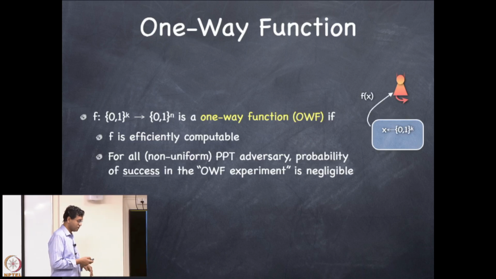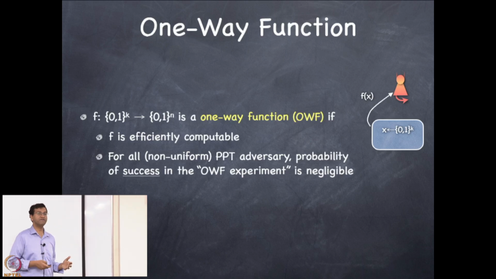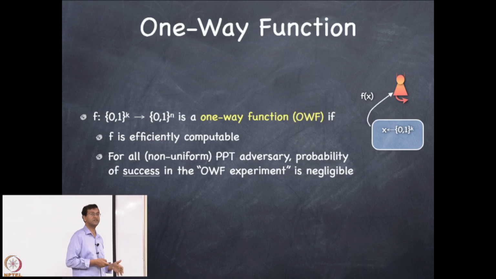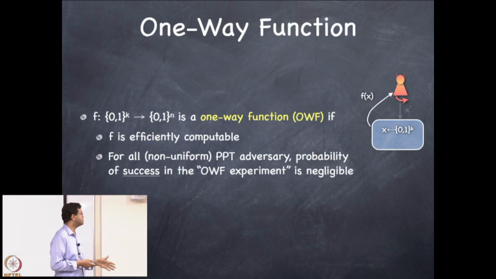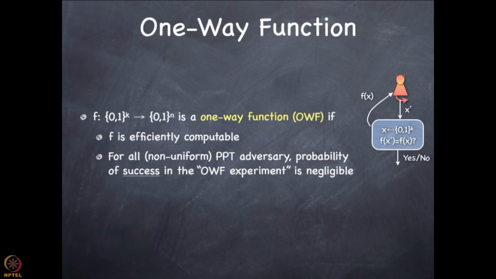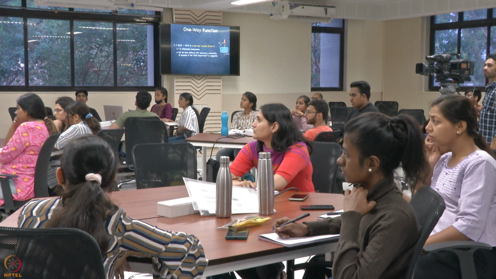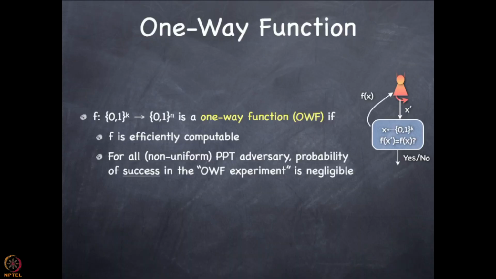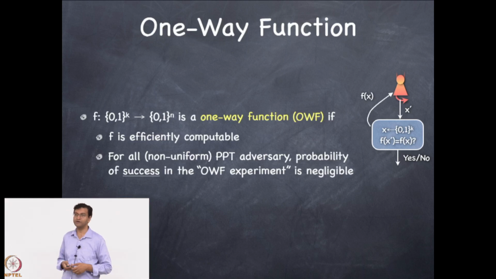Here is a more precise notion of what it means to invert. So here is the experiment. We will pick a uniformly random x, compute f of x, and give f of x to the adversary. The adversary's goal is to find this x, but it's okay if it doesn't find this x, but finds some x prime which computes to the same value under f as x. So f of x prime equals f of x. If it does that, then it wins the game. And to be a one-way function, the probability of any feasible adversary being able to do that should be very small, should be negligible.